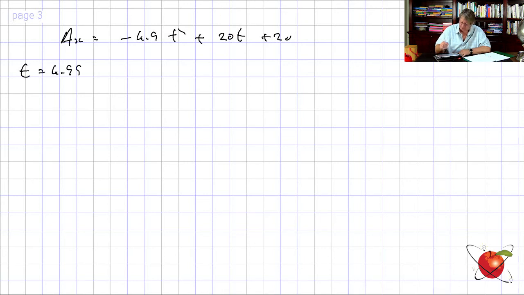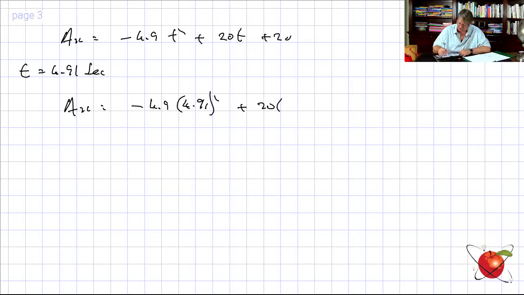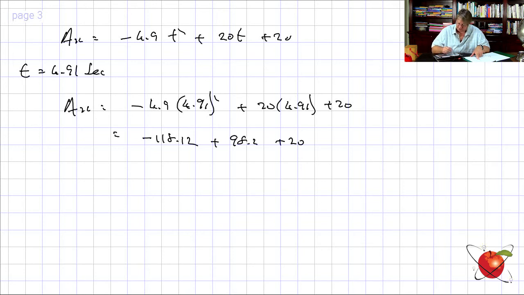So 4.9, whoops, sorry, my bad. 4.9, come on, 4.91 seconds. They've told me that, so I want delta x equal to minus 4.9 times 4.91 squared plus 20 times 4.91 plus 20. The answer that I get is minus 118.12, okay, plus 98.2 plus 20, and my answer is 0.08.